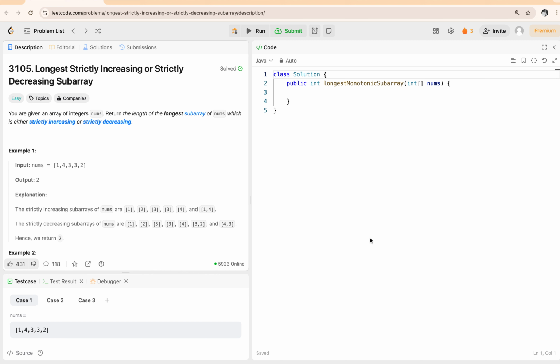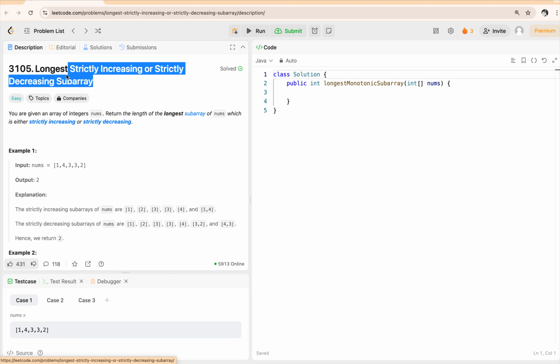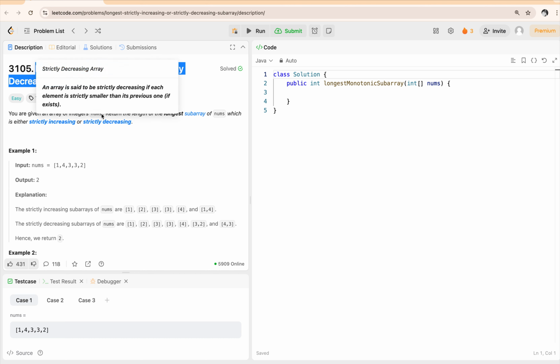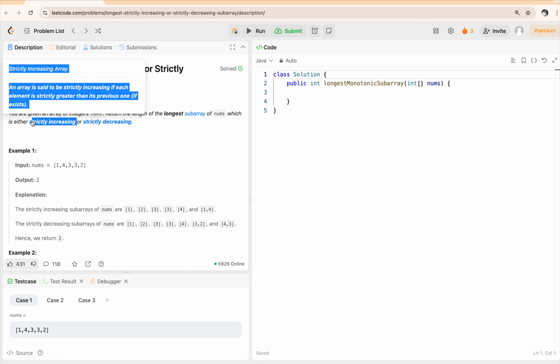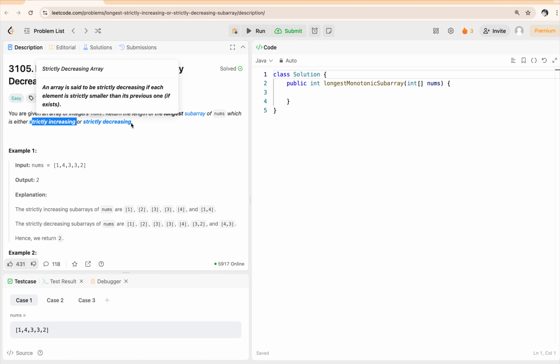Hello guys, so today we are here to solve our daily LeetCode challenge for the day. This challenge is longest strictly increasing or strictly decreasing subarray. In this we are given an array of integers nums. We have to return the length of the longest subarray of nums which is either strictly increasing or strictly decreasing.